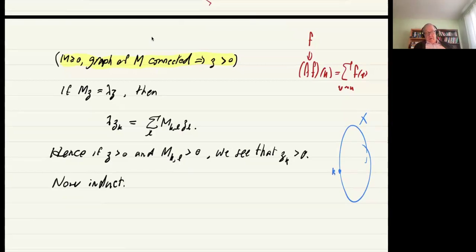Now, lambda times z_k, an eigenvector is a function, and lambda times z_k is the sum of these things. So the point is if z_k is positive, then at least one term in the sum on the right must be positive. So if z_k is positive, it has a positive neighbor. And now induct. That's where you use the fact that the graph is connected.